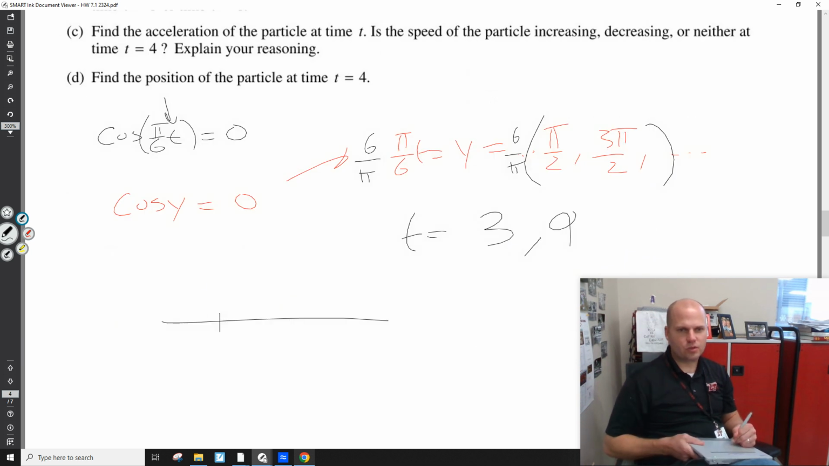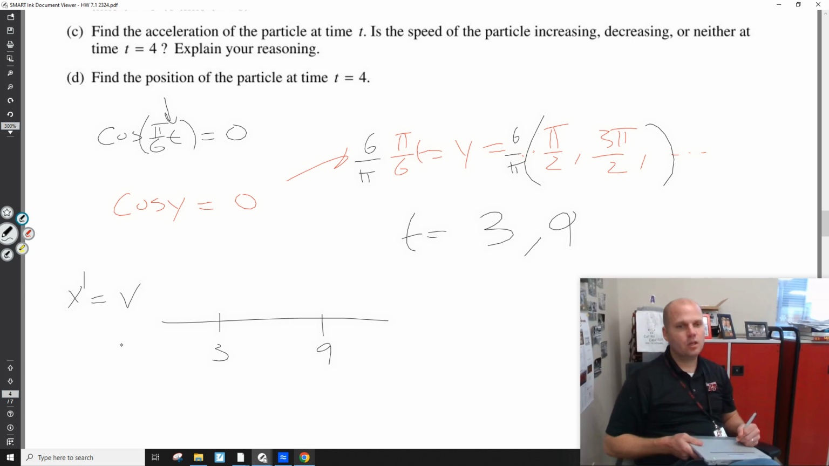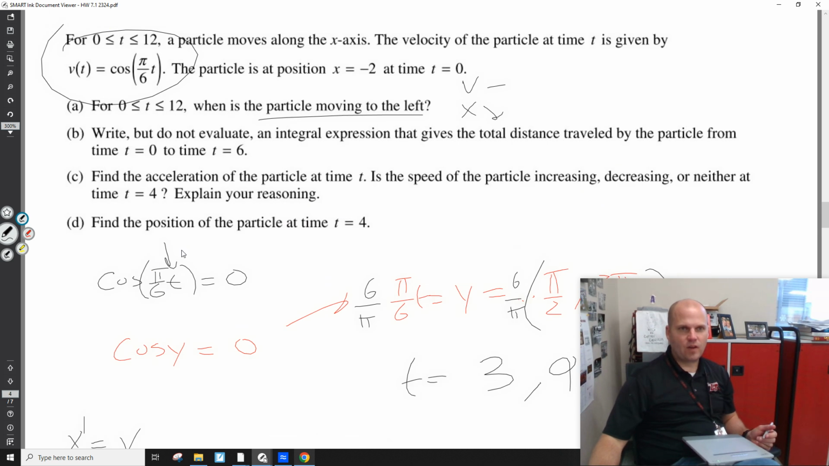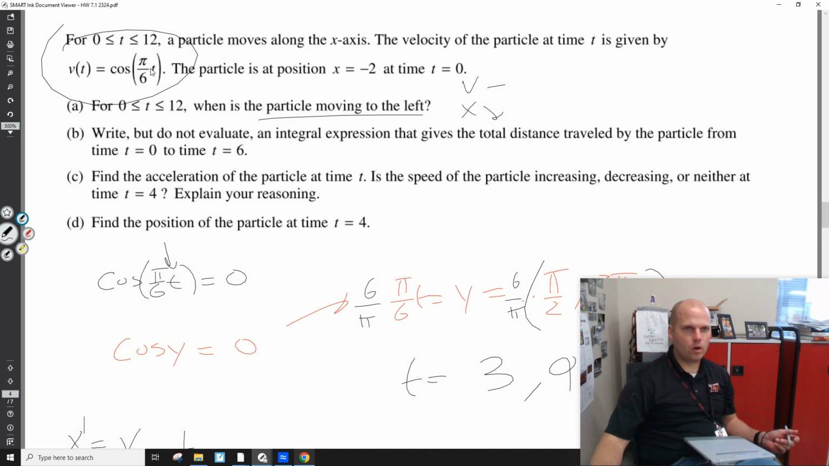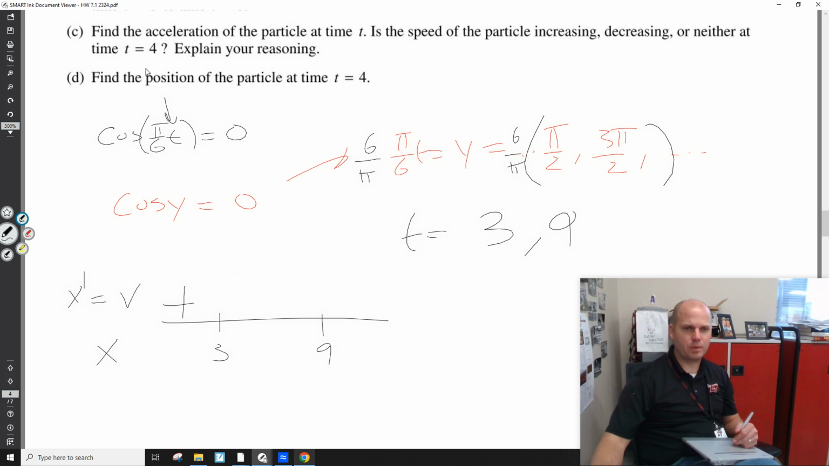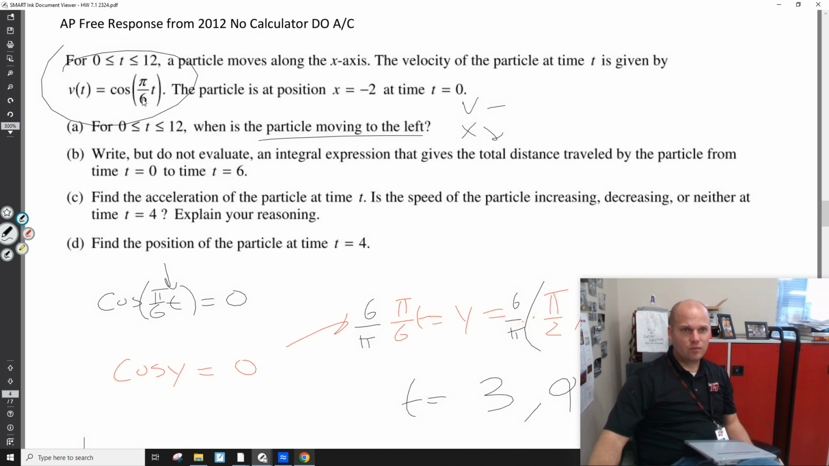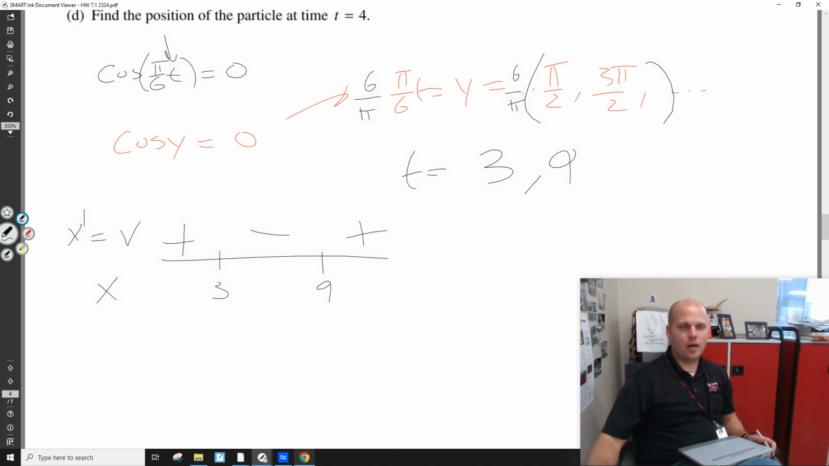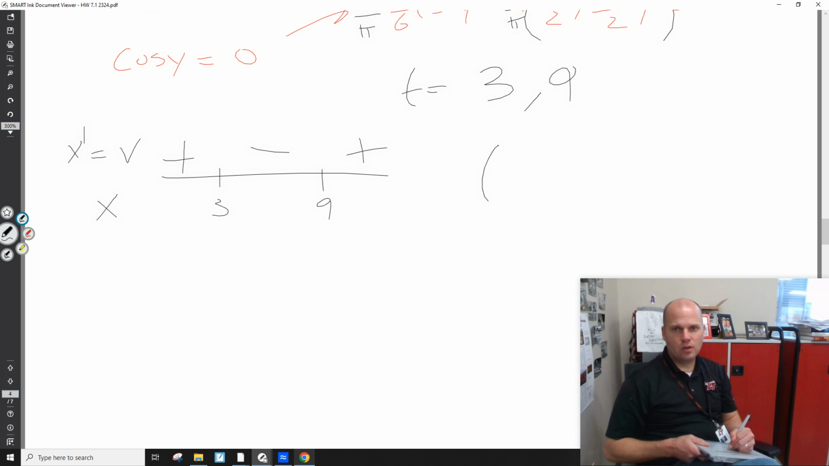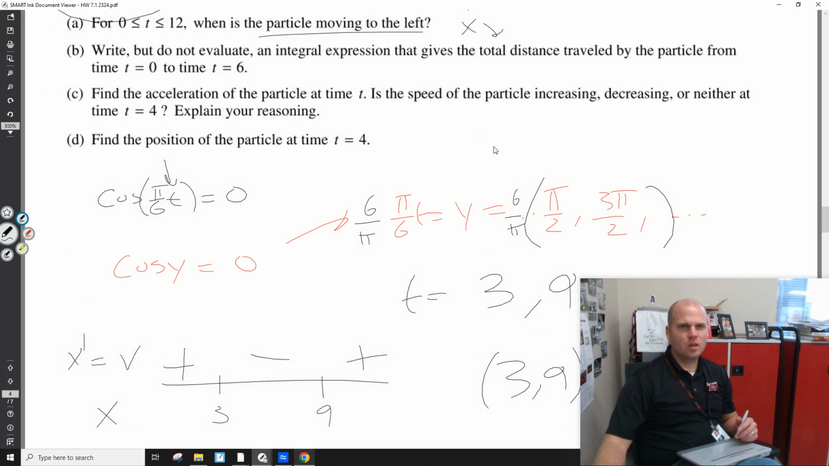We do a sign analysis with 3 and 9 of our derivative. Sorry, this is v given to me, which is the derivative of x. It's going to tell me about x. If I plug in 0, I get the cosine of 0, which is 1. If I plug in 4, I get the cosine of 4 pi over 6, which is 2 pi over 3, which is negative. If I plug in 6, it's the cosine of pi, which is negative. If I plug in 10, it's the cosine of 5 pi over 3. It's back to being positive. So when are we moving to the left? 3 and 9. Give a reason for your answer? No. Okay. Part C.